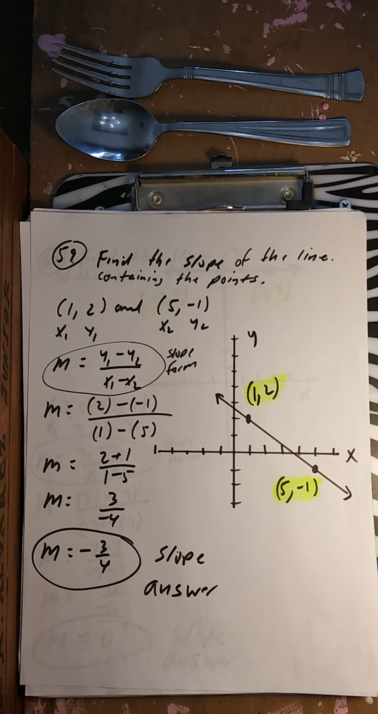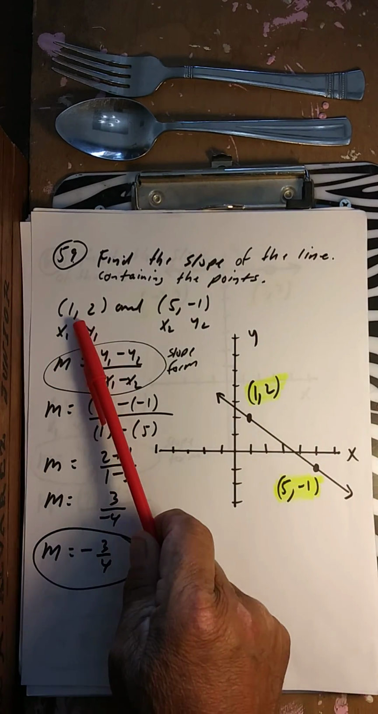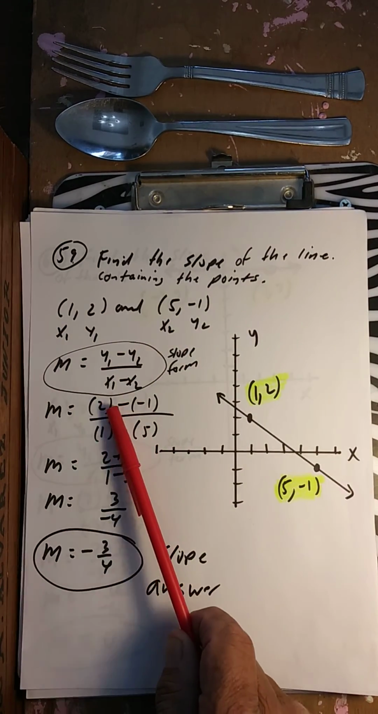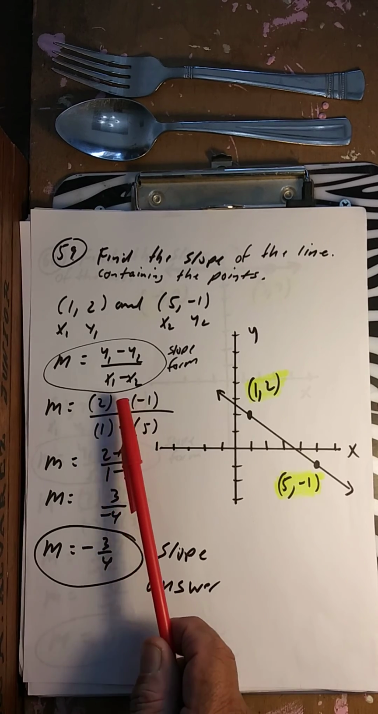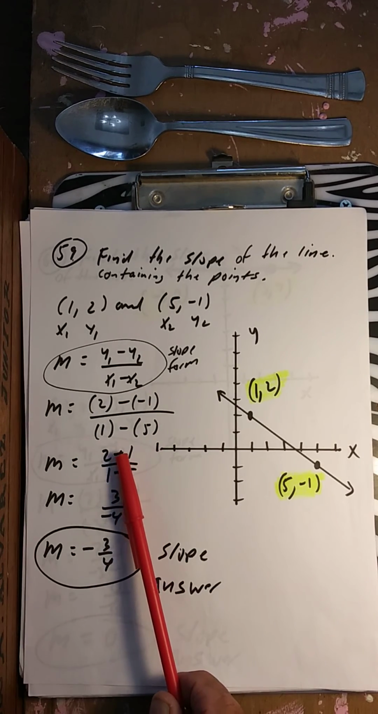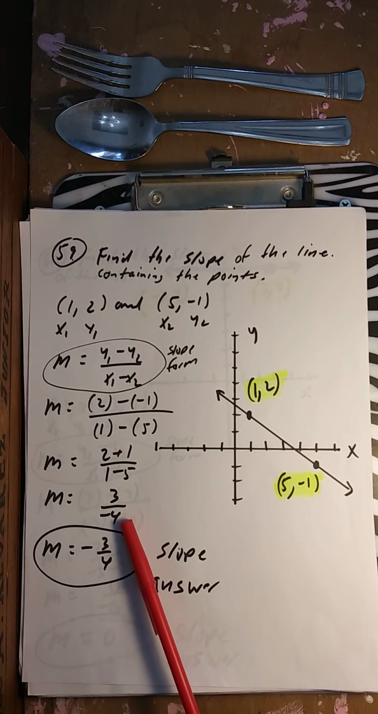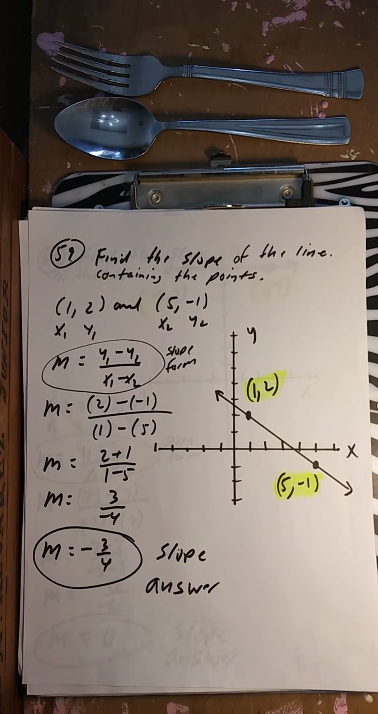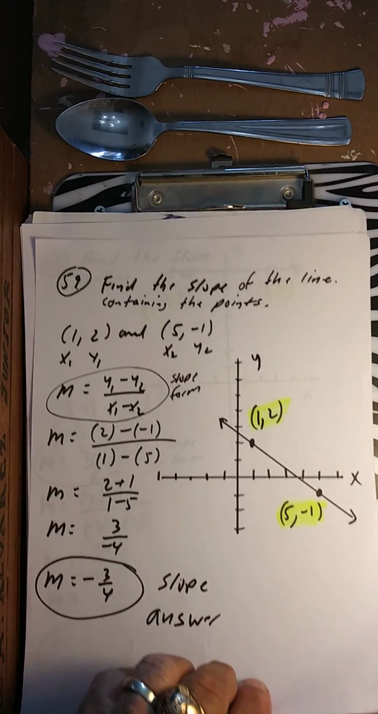Find the slope of the line containing the points. Okay. Same thing. Put the numbers in there for the formula. x1, y1, x2, y2. Put them in there. 2 minus a negative is a plus. So that's going to be 3. And this is going to be 4, negative 4. So 3 over negative 4, negative 3 over 4. Alright.